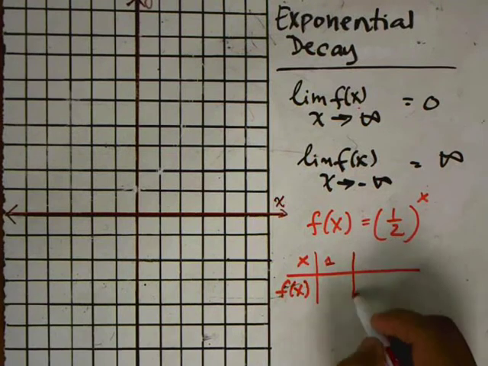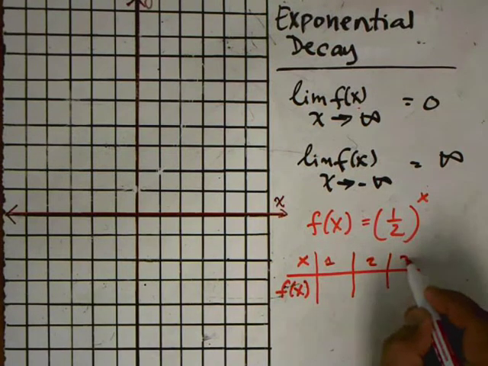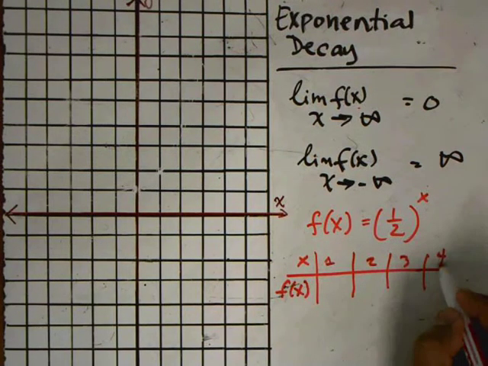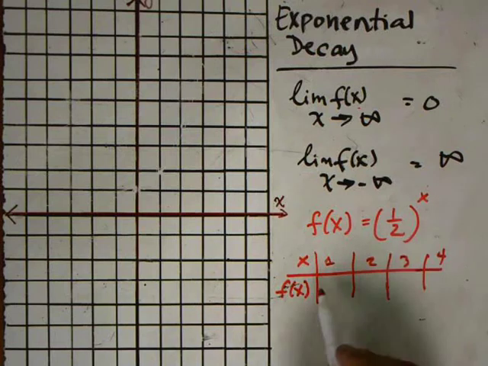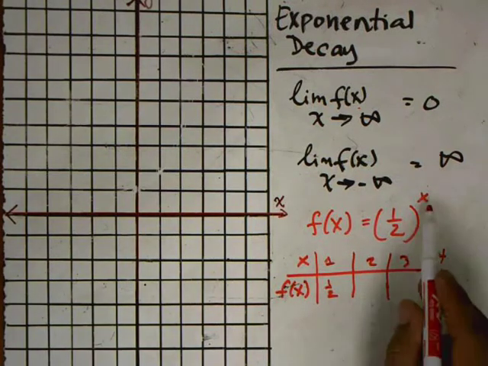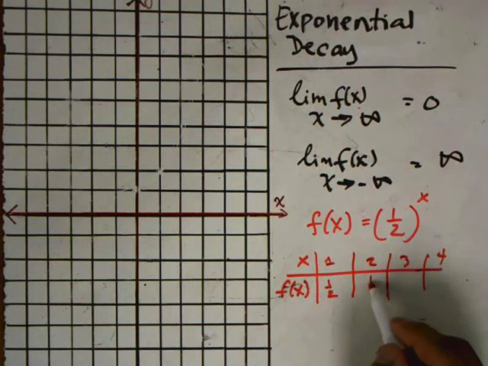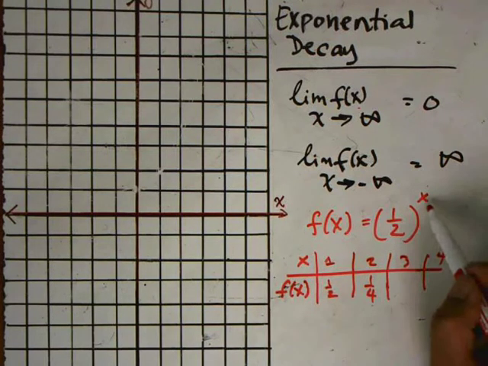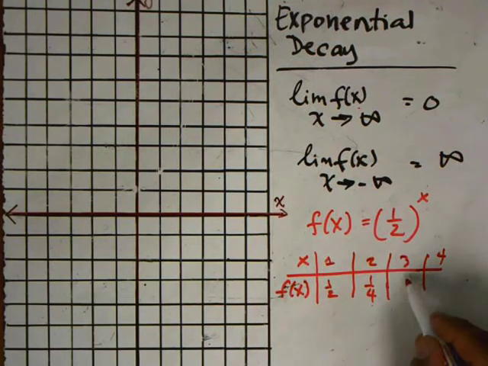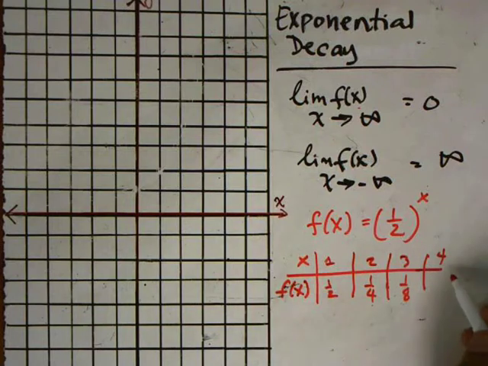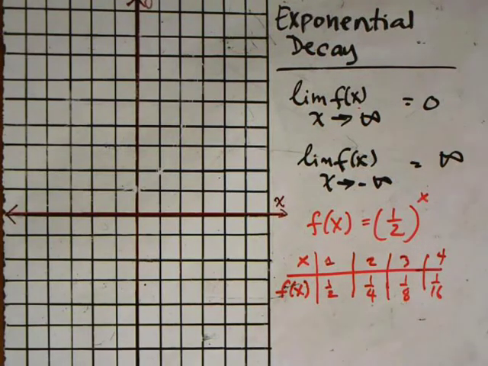So we'll have x and f of x, with x values 1, 2, 3, 4, increasing by 1. When x is 1, f of x is 1/2. When x is 2, 1/2 squared gives me 1/4. When x is 3, 1/2 to the third gives me 1/8. 1/2 to the fourth is 1/16. So this is a function that's going to get smaller and smaller as x increases.